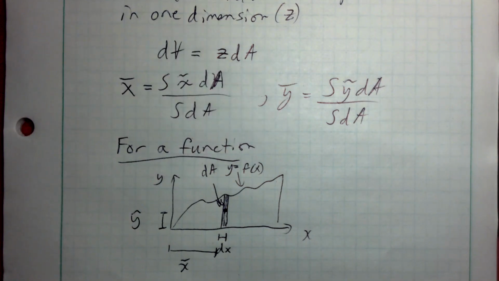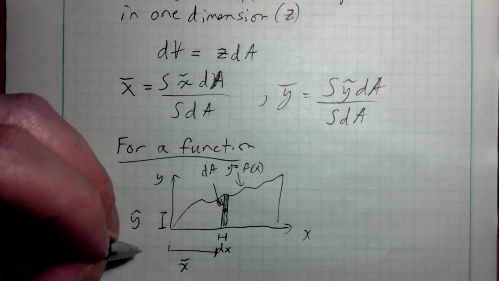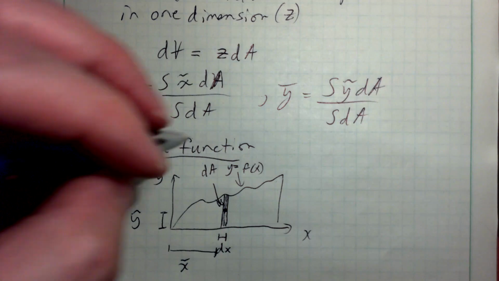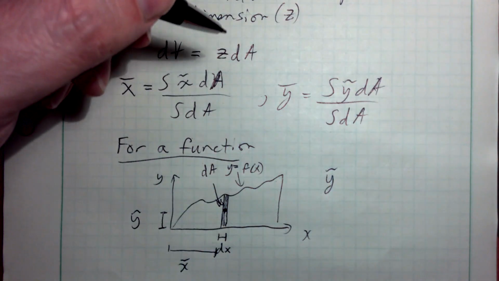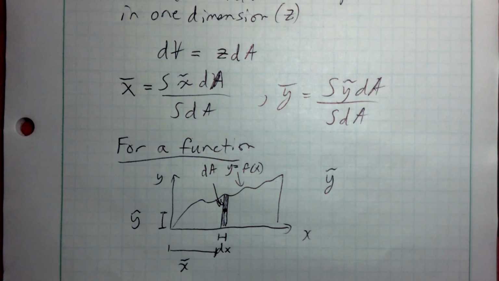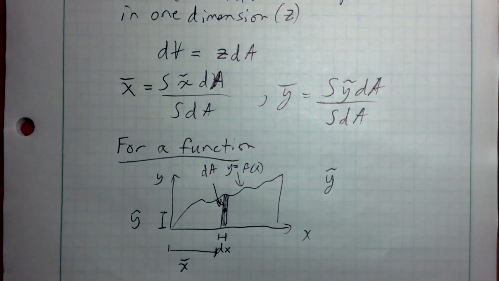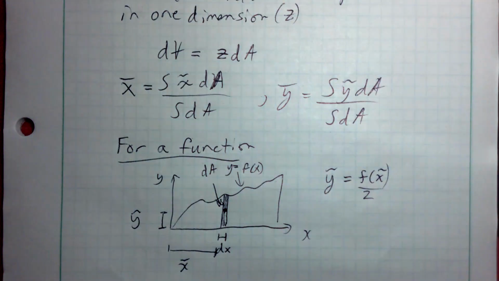So again, your text is going to assume that you've not had multivariable calculus. And so what it's going to do is break it down like we would a Riemann sum, so we can relate it to what you've seen in a calculus course. We talk about integrals there. So this y tilde is going to be equal to whatever the function is at x tilde divided by 2.